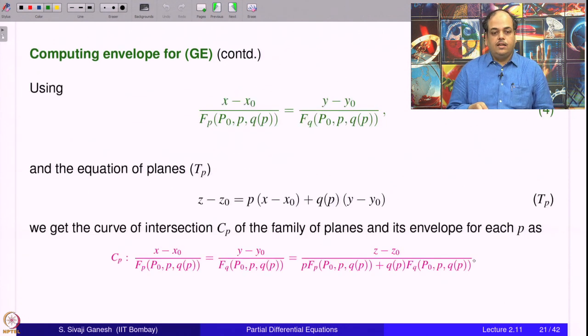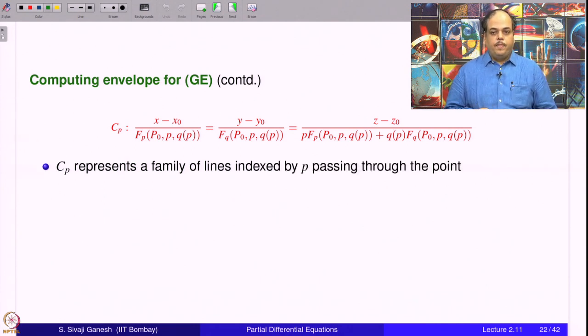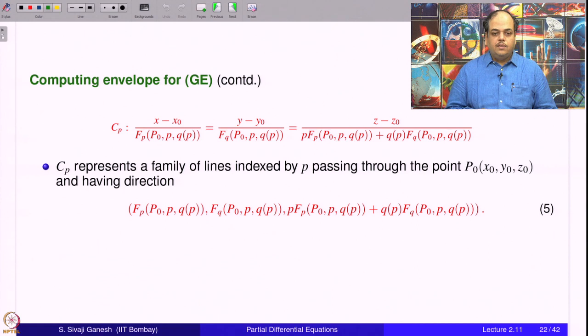So, this is a line, right? CP is a family of lines, of course, indexed by P. The same thing was actually one single line, it never depended on P, for a quasi-linear equation. All of them pass through the point X naught, Y naught, Z naught and have a direction FP, FQ, PFP plus QFQ.